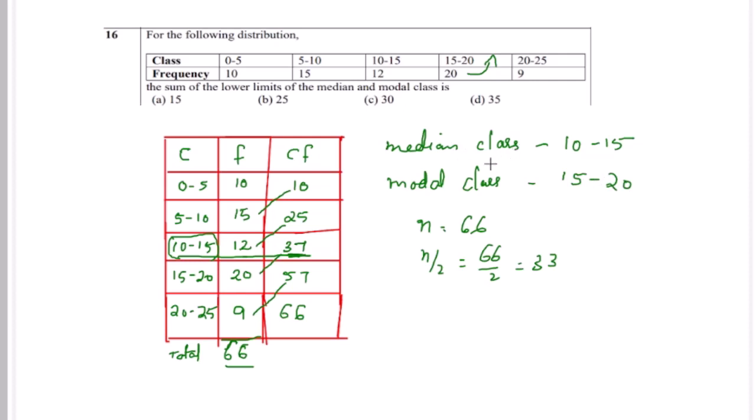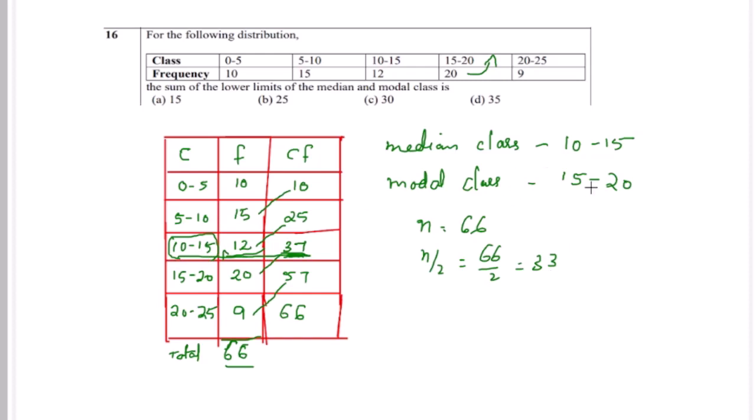For the median class, we find the total n and n by 2, 33. And now check the cumulative frequency. Cumulative frequency 37, 25. 33 is not included in 25. 33 is included in 37. If the cumulative frequency is 37, the corresponding class will be the median class, 10 to 15, right? So 10 to 15 is the median class.